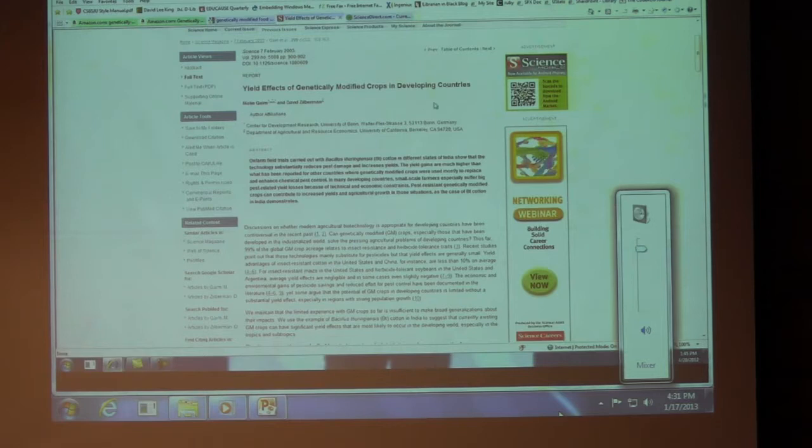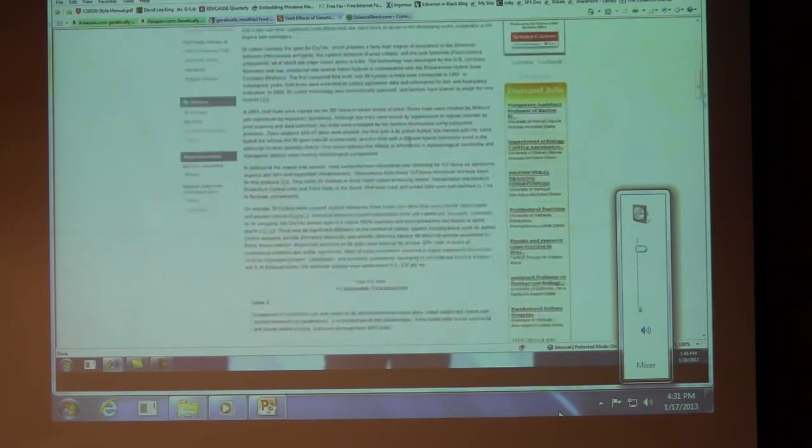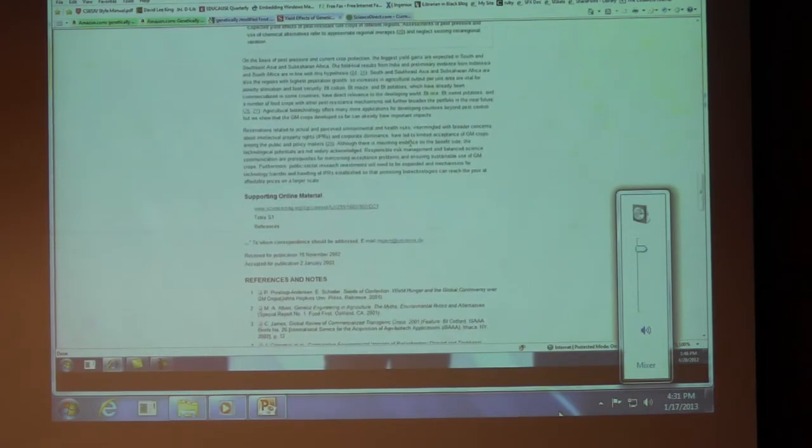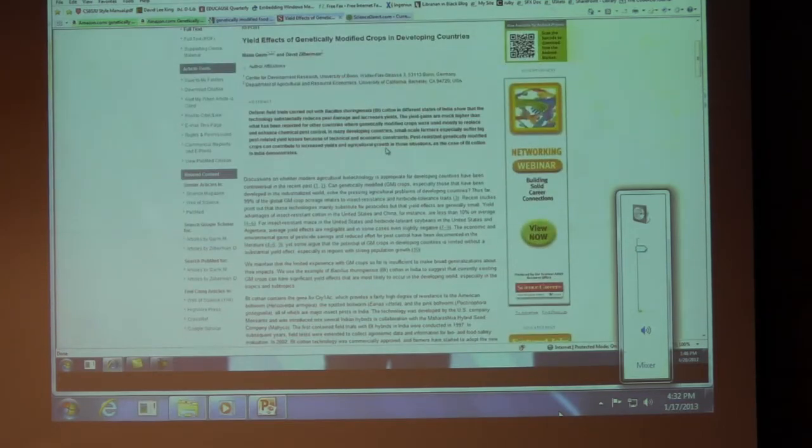See. And one author is a professor at the Center for Development Research at the University of Bonn. Oh, it's in Germany, that's why I don't know what it is. And the other author of it is a professor at the Department of Agriculture and Resource Economics at UCLA, or UC Berkeley, actually. Not that that matters, but seems reliable. I have full access to it. There's a lot on it. Yeah, I'm going to write that down.